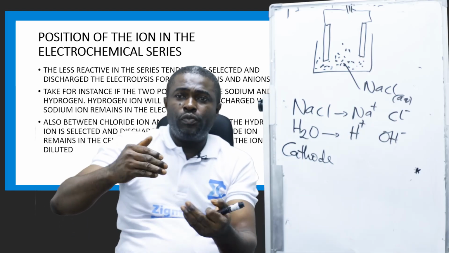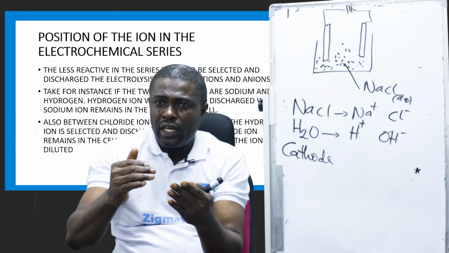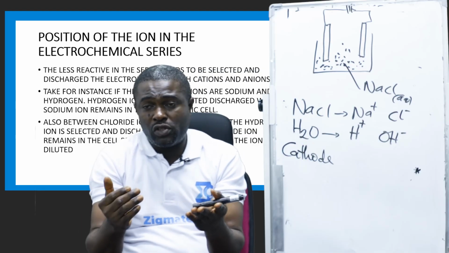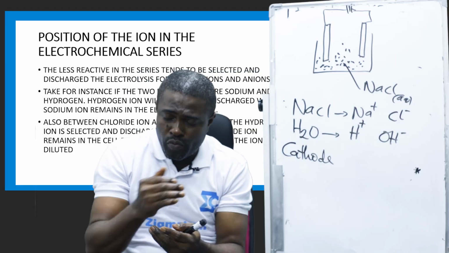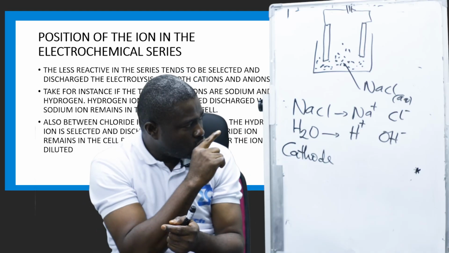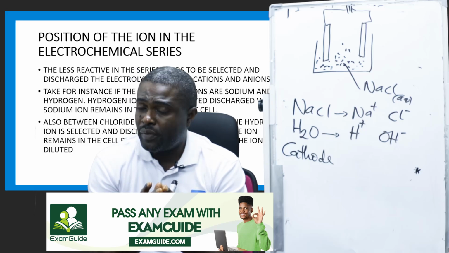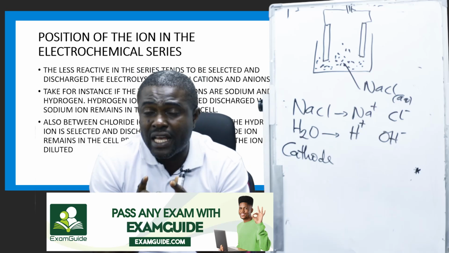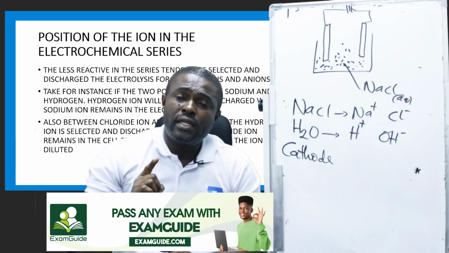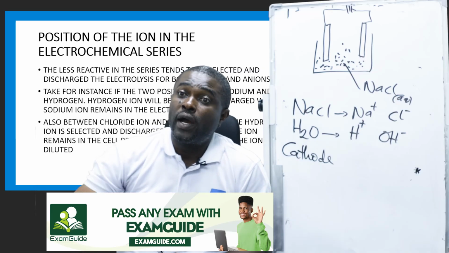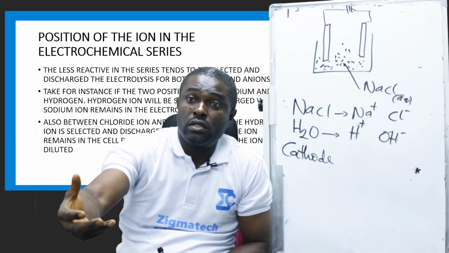One wants to be discharged, or two of them want to be discharged. So which one should move out? Now look at sodium and hydrogen. Which one is less reactive from the electrochemical series? The one that is less reactive is that of the hydrogen ion. So hydrogen ion is discharged.